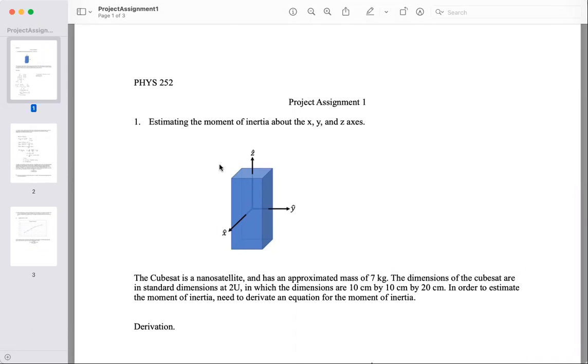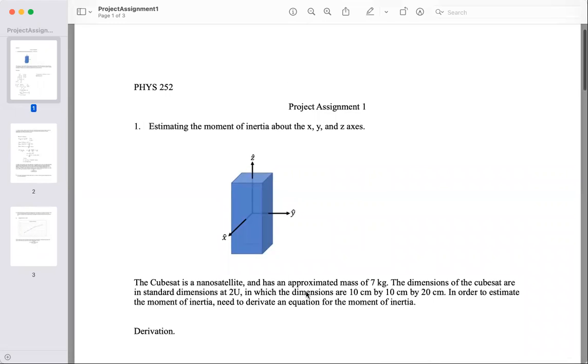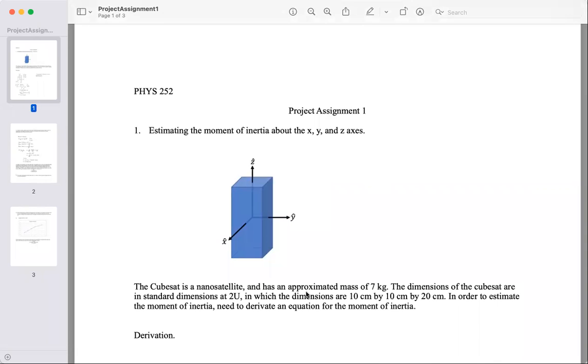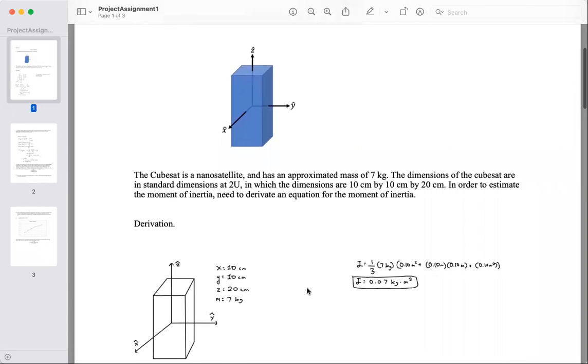The CubeSat is a nanosatellite and has an approximated mass of 7 kilograms. The dimensions of the CubeSat are in standard dimensions at 2U, which means that it's 10 centimeters by 10 centimeters by 20. In order to estimate the moment of inertia, we need to derive an equation for the inertia. And since this is a rectangular volume figure, it's going to be different than the typical moment of inertia equation. So that's why we have to derive it.